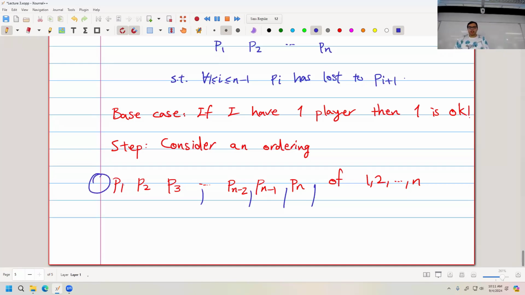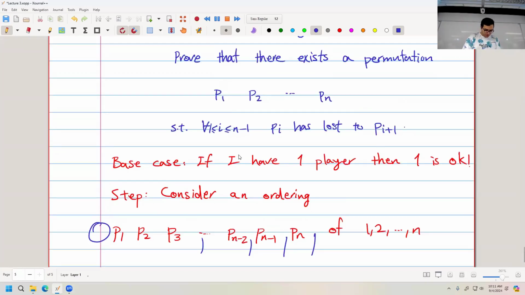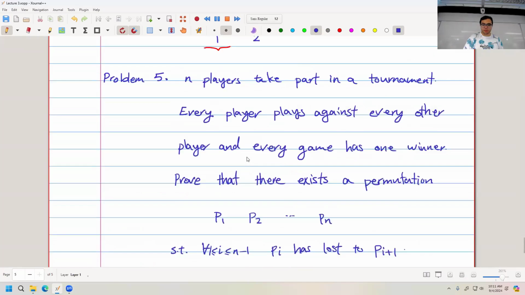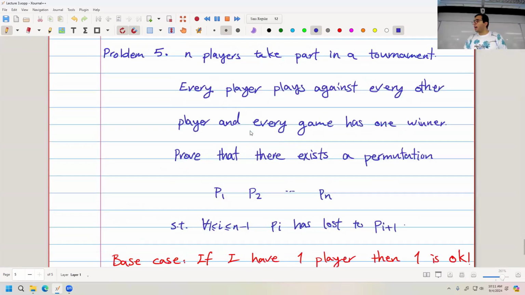So in any case, I could find an ordering of my n plus 1 players that satisfies the requirement that everyone has lost to the player to the right. So this shows by induction that this is always possible. Now, at some point in this course, we're going to do graph theory. And basically what this is saying is that every tournament has a path of length n-1.